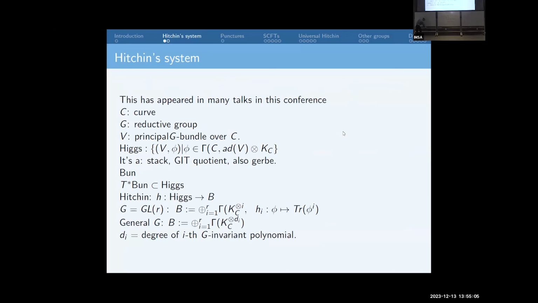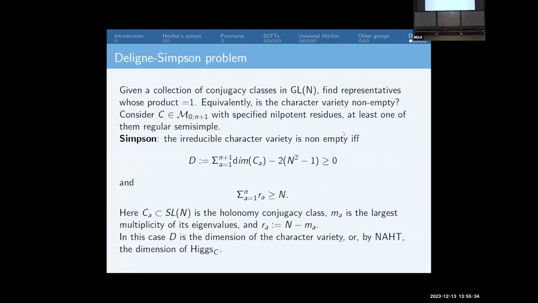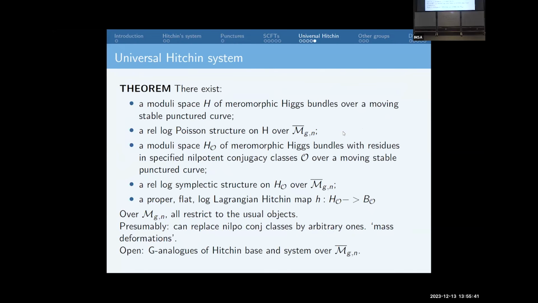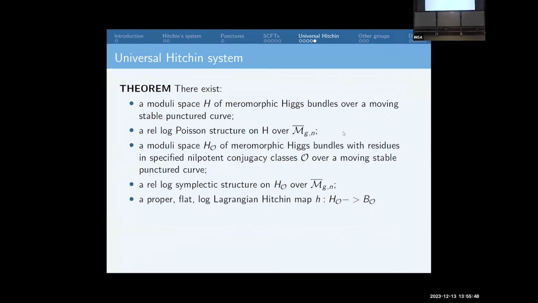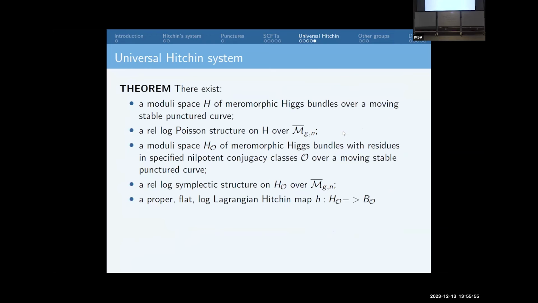And you have to come up with the right definition of what it means to have a stable Higgs bundle over one of these pre-stable curves. So this is the G-Higgs bundle. Let me not get into too much.